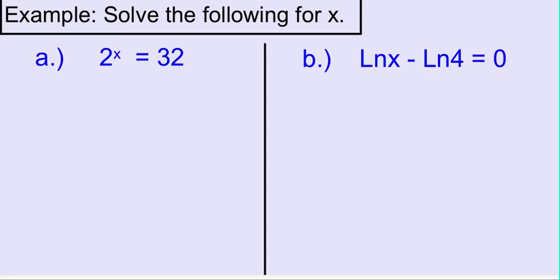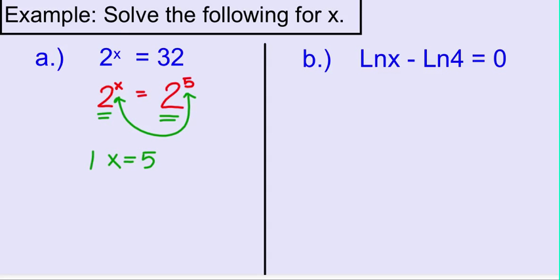Example A: 2 to the x equals 32, and we want to find out what x can be. One process you can go through is to rewrite the right-hand side to the same base. So I say 2 raised to the 5th equals 32. Then I use the one-to-one property. My bases are both 2, so my exponents must also equal each other. So x equals 5.